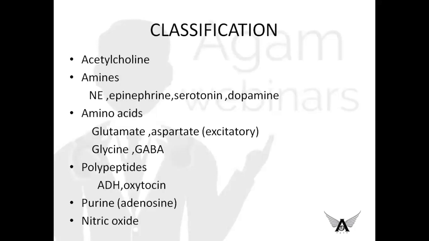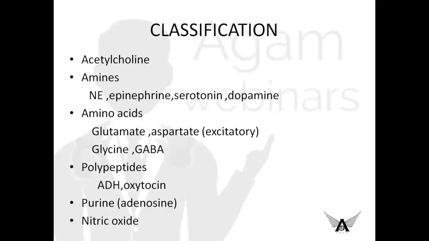Neurotransmitters are classified based on their chemical structure. First one is acetylcholine. Second class is amines. It includes norepinephrine, epinephrine, serotonin and dopamine. The third group are amino acids, under which come glutamate and aspartate, which are excitatory amino acids, and glycine and GABA, which are inhibitory amino acids, inhibitory neurotransmitters.